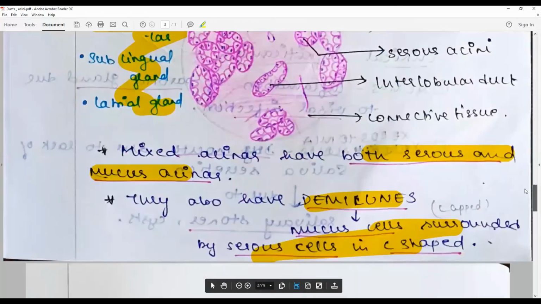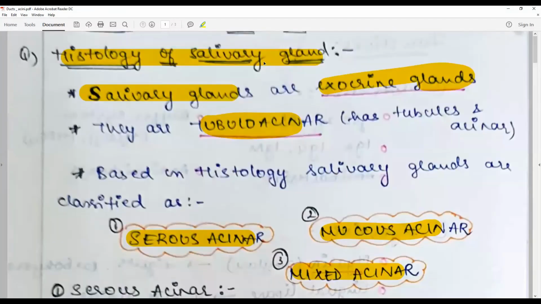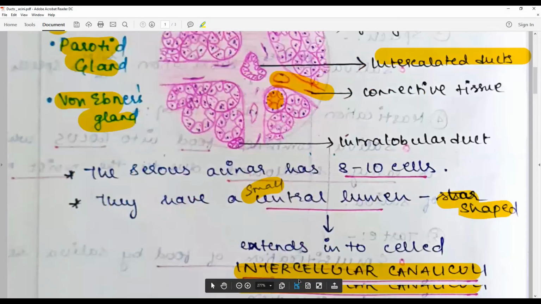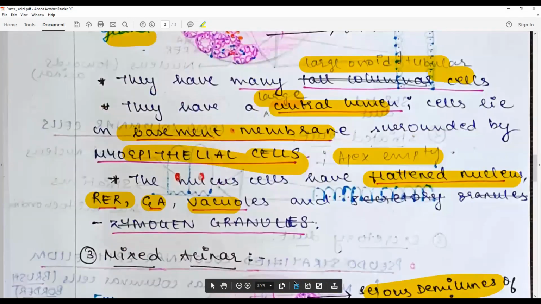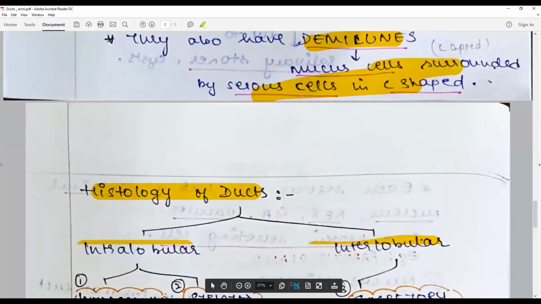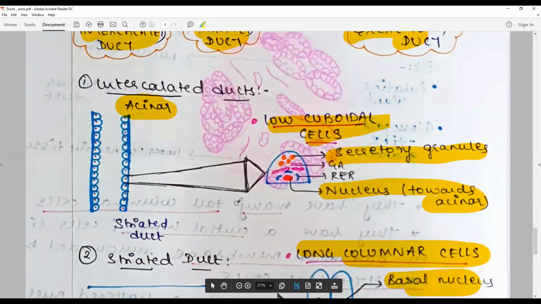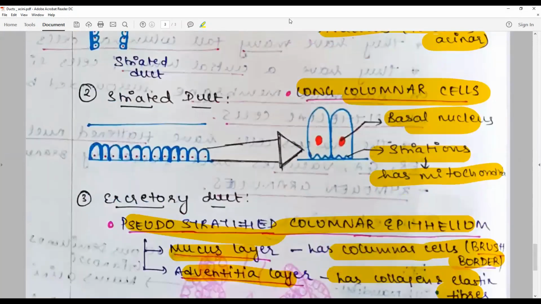So this is how you deal with the question of histology of salivary glands, either generally or focused on serous acini, mucous acini, or mixed acini, or even the ducts, that is the tubular structures. I would advise you to draw neat diagrams, especially representative ones like this, to attract your examiners and fetch more marks.